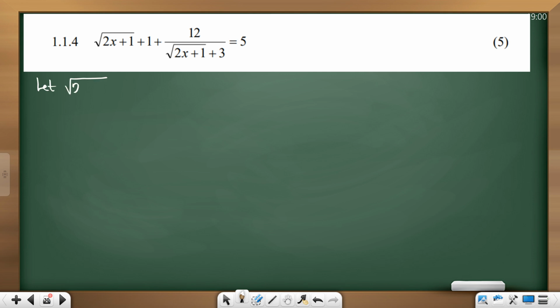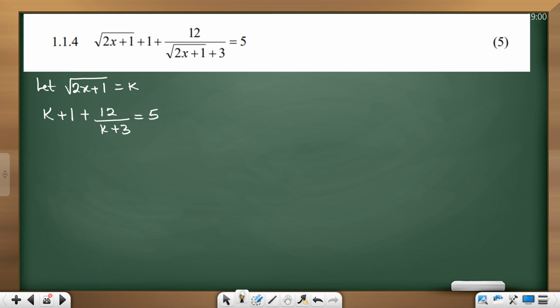Let the root of 2x plus 1 be equal to k. So anywhere I see that, I'll be writing k. So what do I have? k plus 1 plus 12 over k plus 3. Do you notice it's easier on the eyes? That's what the k is for. The k is just to make it a bit easier on the eyes.